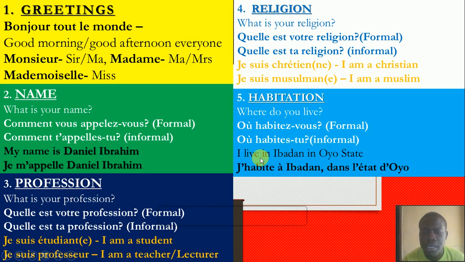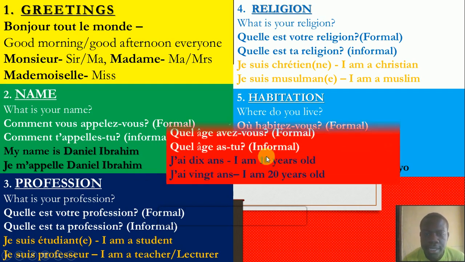Now, the answer to that question, if you want to say, I live in Ibadan, in Oyo State, you can say, j'habite à Ibadan, dans l'état d'Oyo. If you want to say, I live in Lagos, how do you say that? J'habite à Lagos.